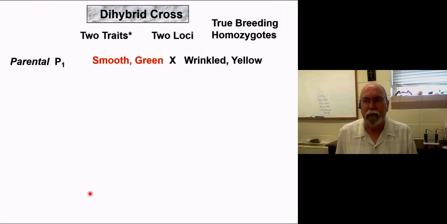All right. So if we take a look at that, remember that Mendel was smart enough to use true breeding, and that holds here. He was able to pick homozygous genotypes for both his smooth greens and for his wrinkled yellow peas.